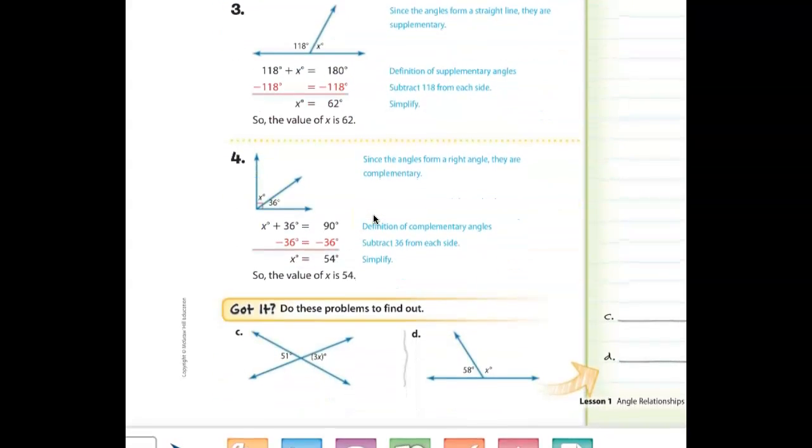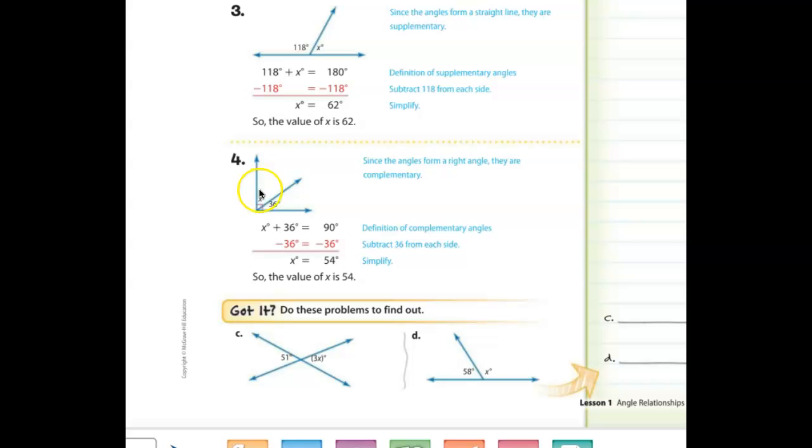Okay, the next example we're going to look at is x plus 36. These two angles together form adjacent angles that are also complementary, because you can see the symbol where the two lines connect is a square, and that indicates a right angle, which is 90 degrees. So x plus 36 equals 90 degrees. If you subtract 36 from both sides, x is going to be equal to 54. Now we're going to look at C down here.